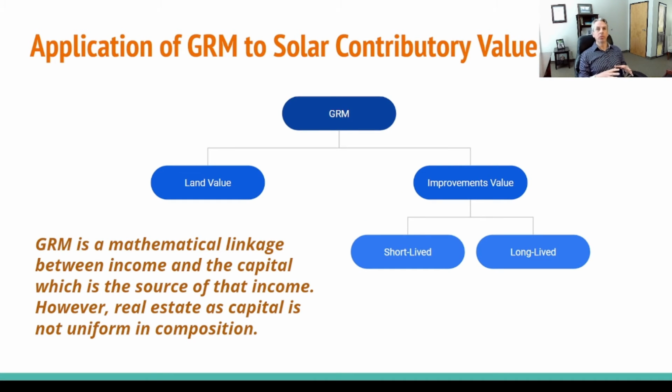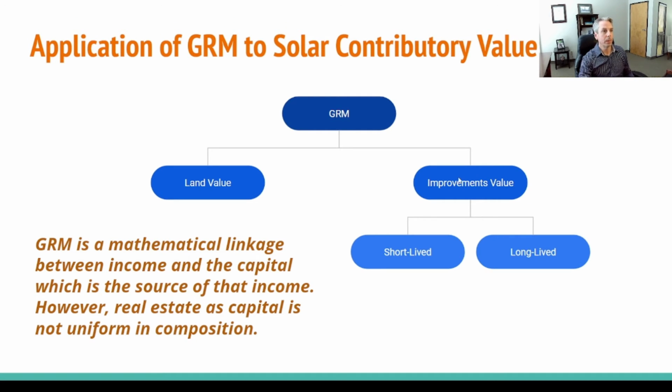And here is the thing we really need to consider, and this goes beyond solar, what I'm about to discuss. Anytime you're using this income approach to try to estimate the contributory value of just a piece, you have to consider where GRM comes from. So it is the mathematical linkage between the income and the capital, which is the source of that income. So if we're talking about real estate, the capital is not uniform in composition.